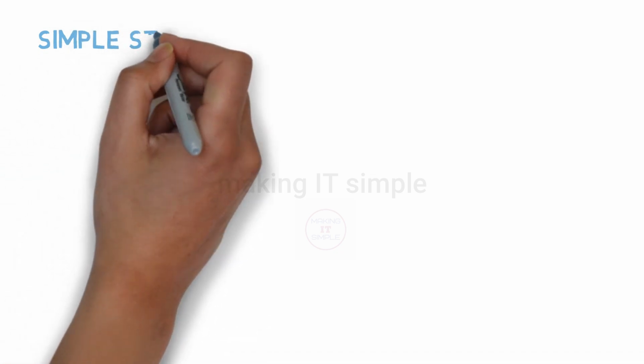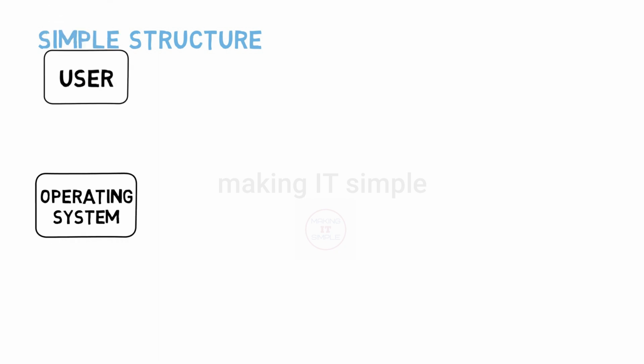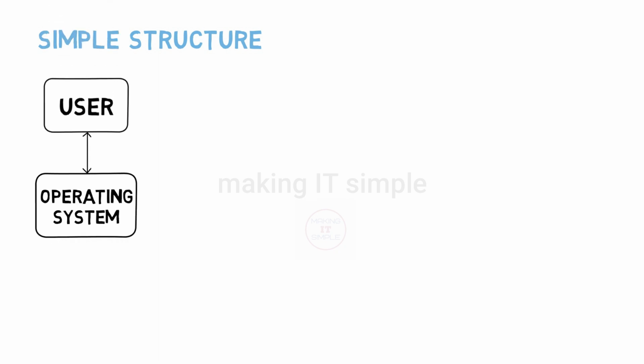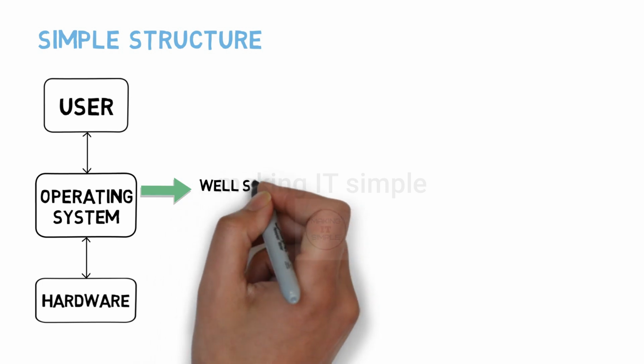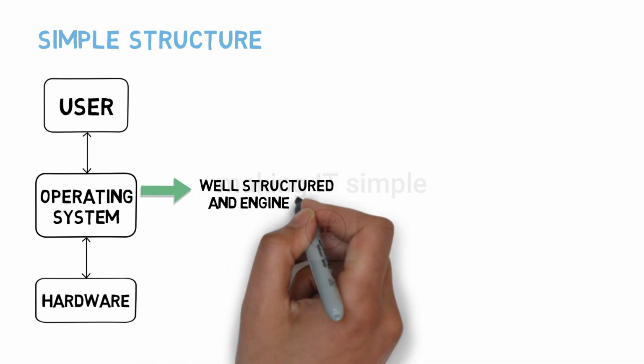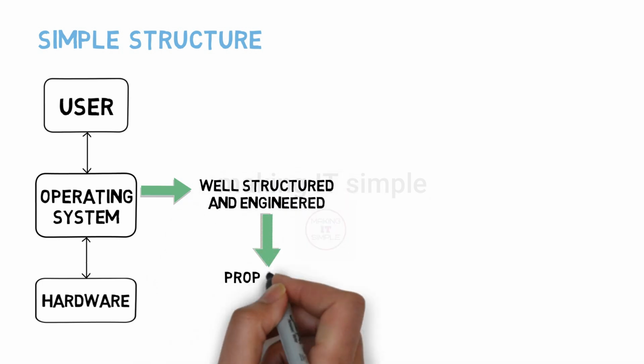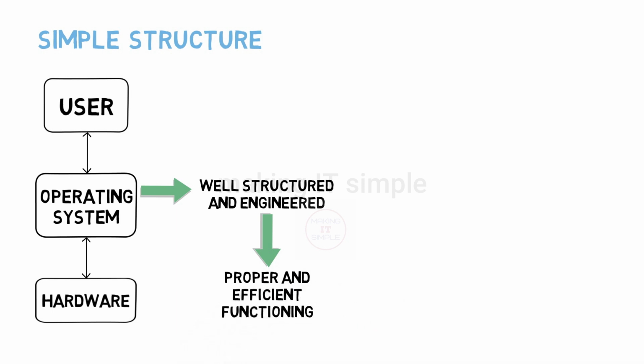Today in this video we are going to learn about simple structure, which is one of the structures of operating system. We know the importance of operating system in a computer. It helps the user interact with the hardware with ease. Without OS things can become very complex. So the OS must be well engineered and structured, so that it functions properly and efficiently.